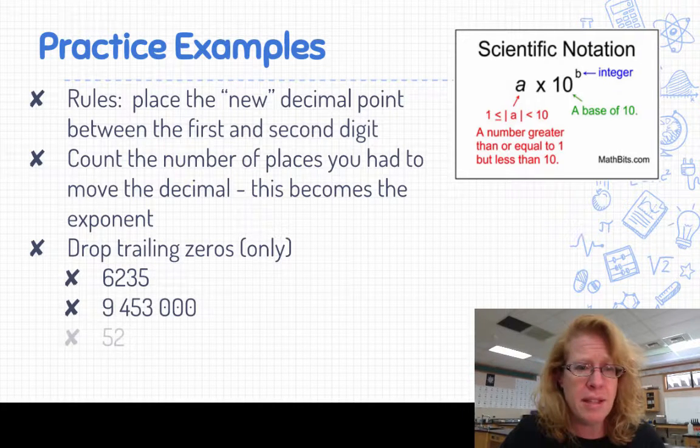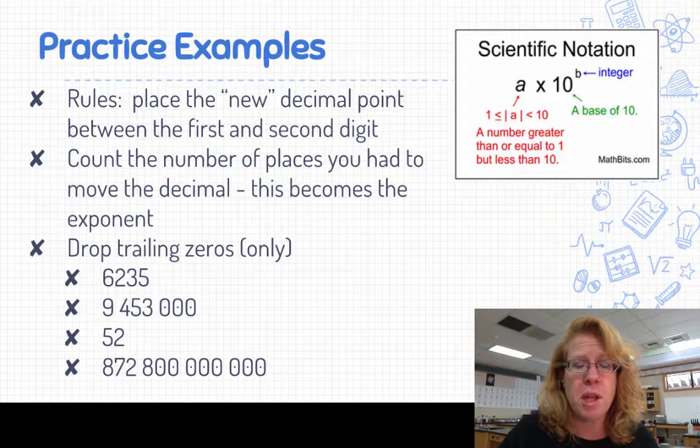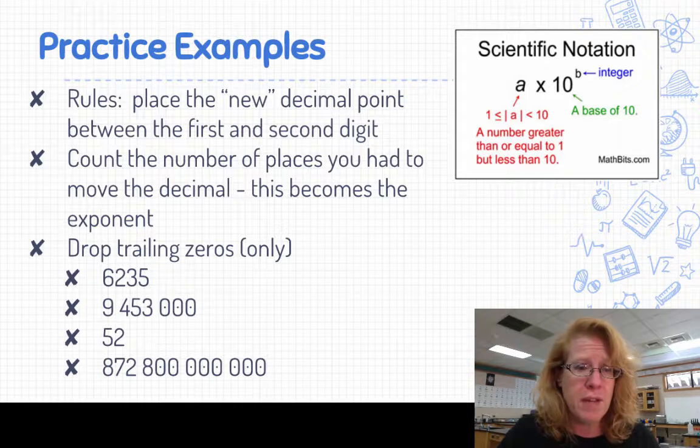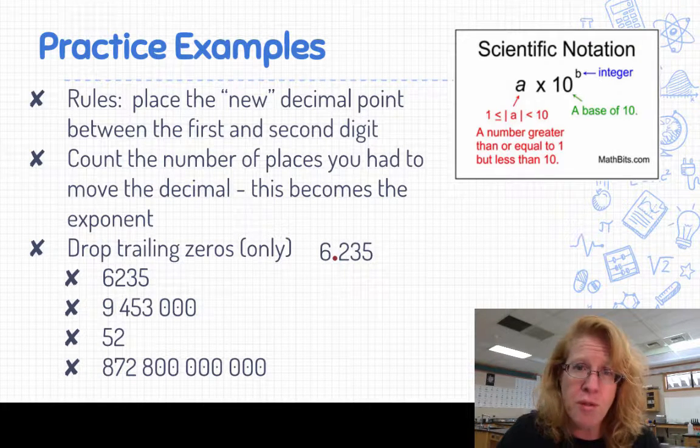So here are the examples that we're going to work through. I'm going to work through the first one slower, and then it's a good idea to pause and do the other 3 by yourself. So we'll take a look at that first number, 6,235. We start by writing the new coefficient. We move the decimal place between the 6 and the 2, so it's going to look like that. The second thing we do is figure out how many places we've moved that decimal place over.